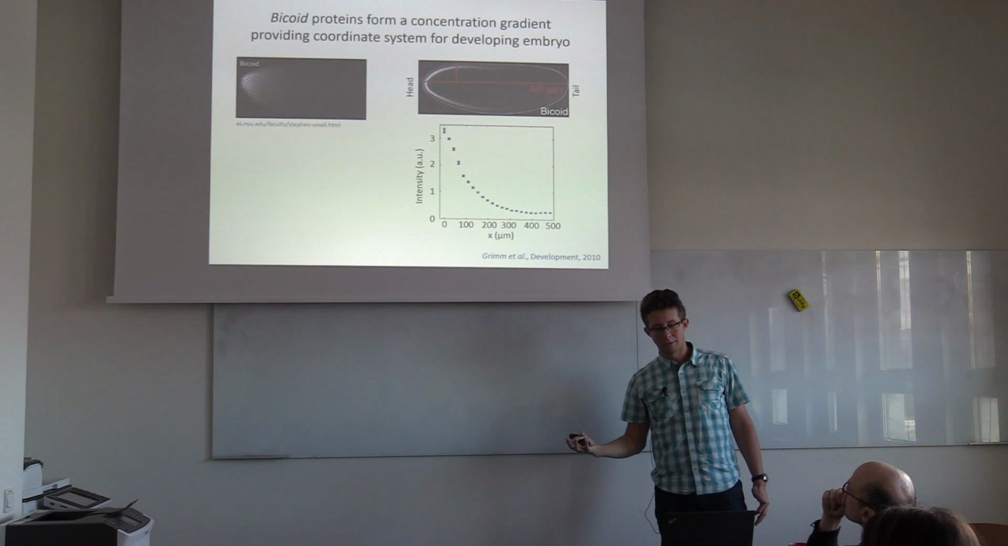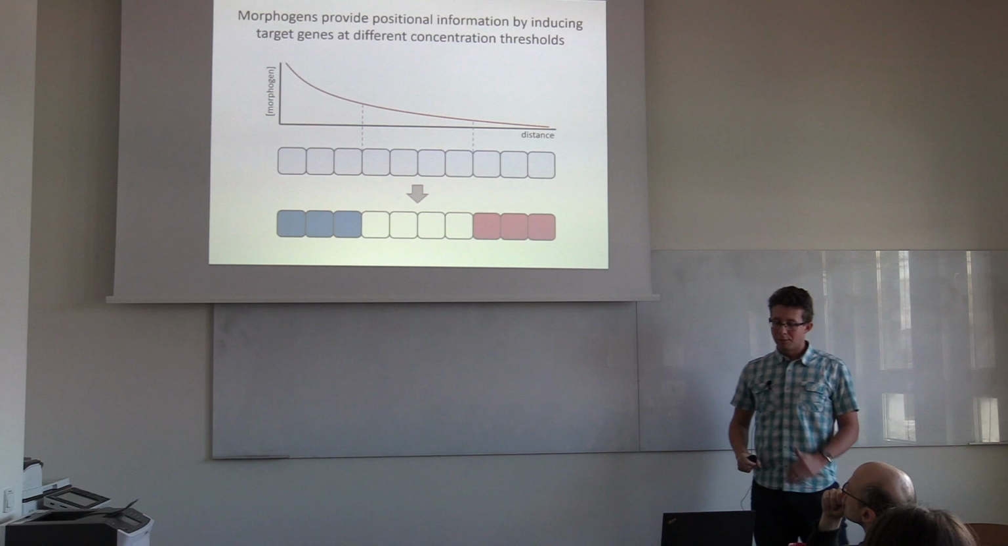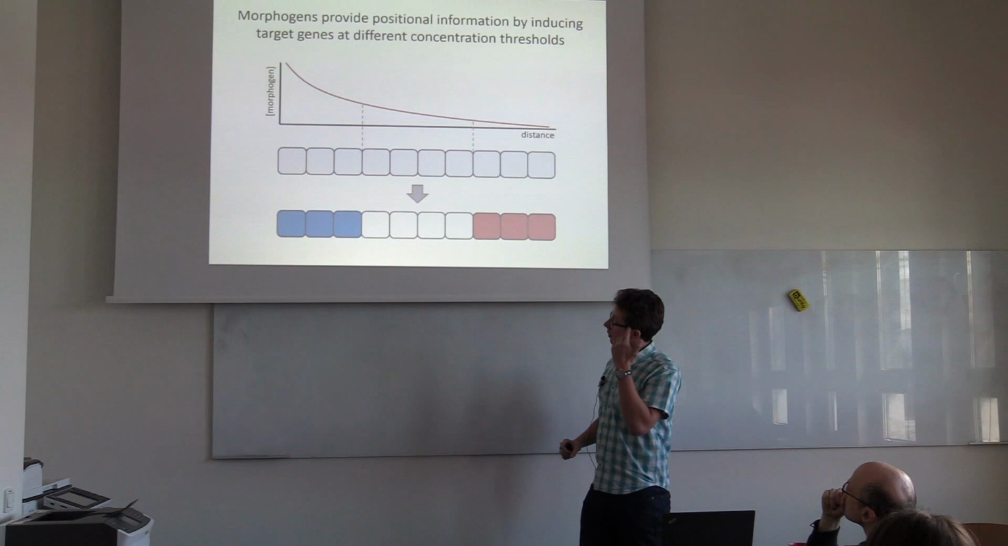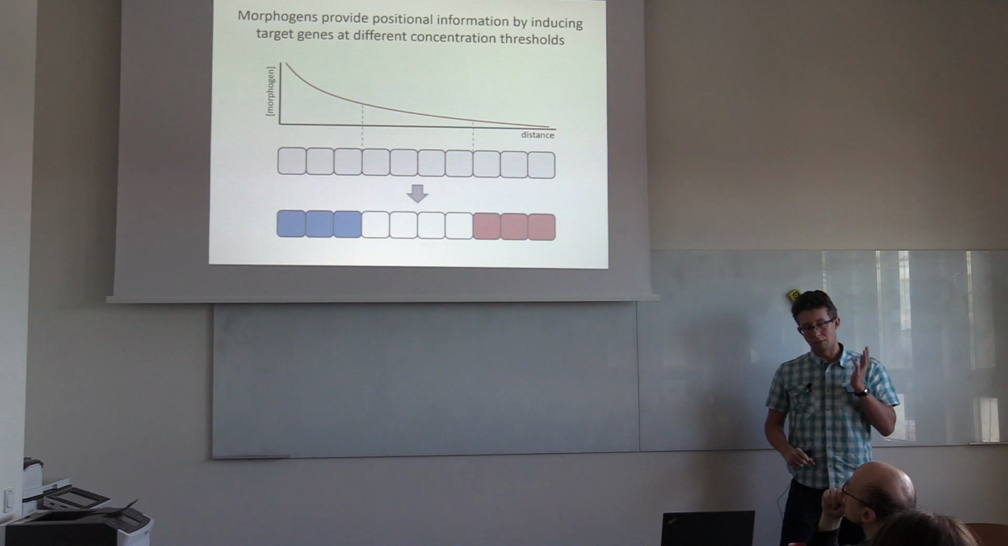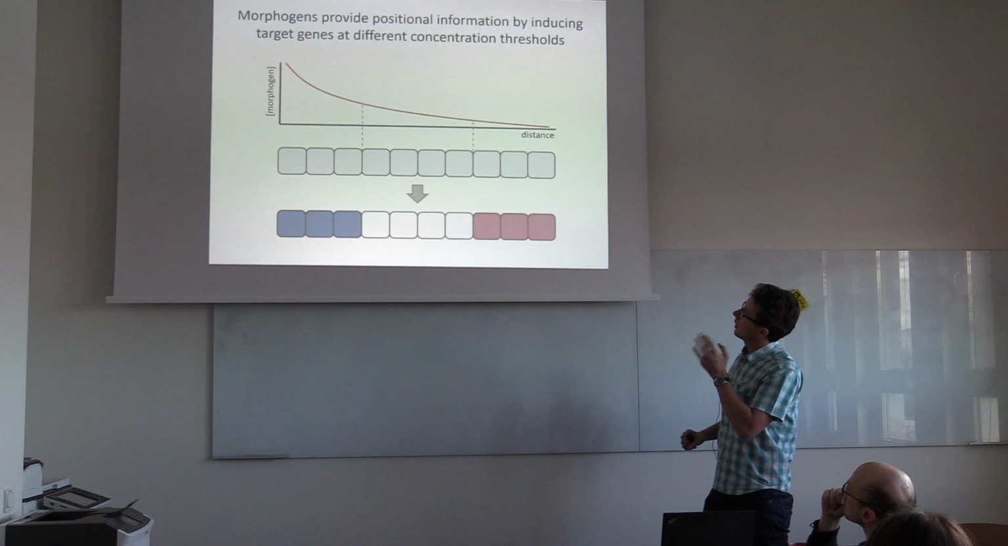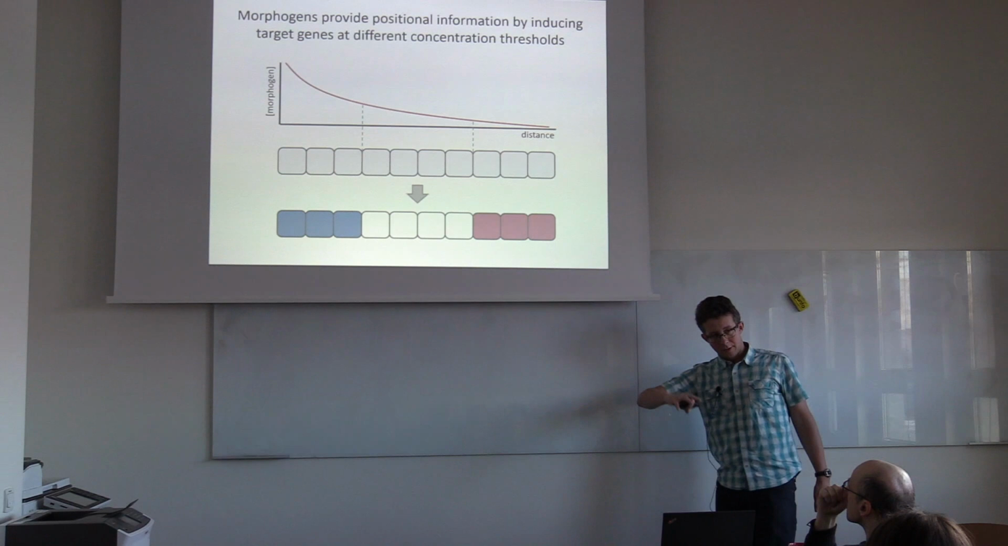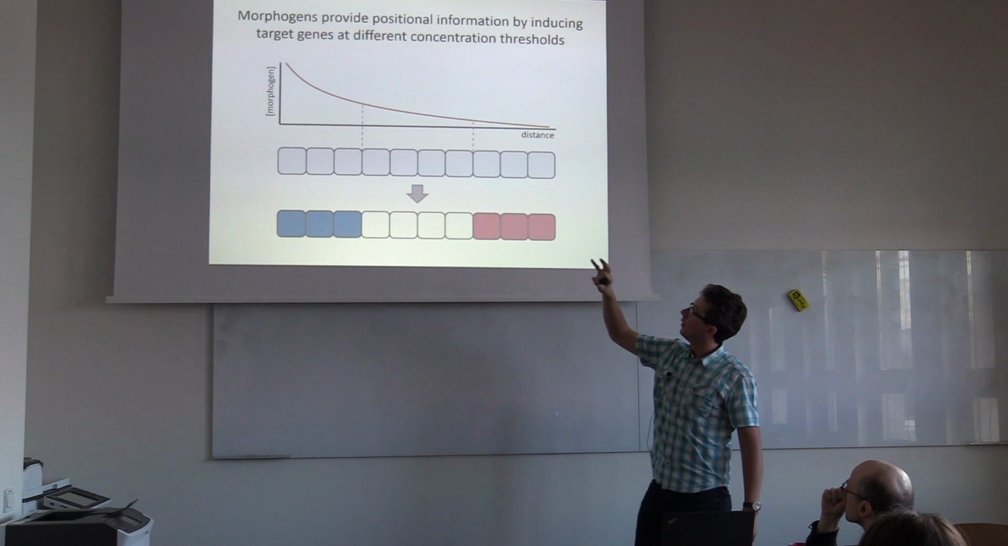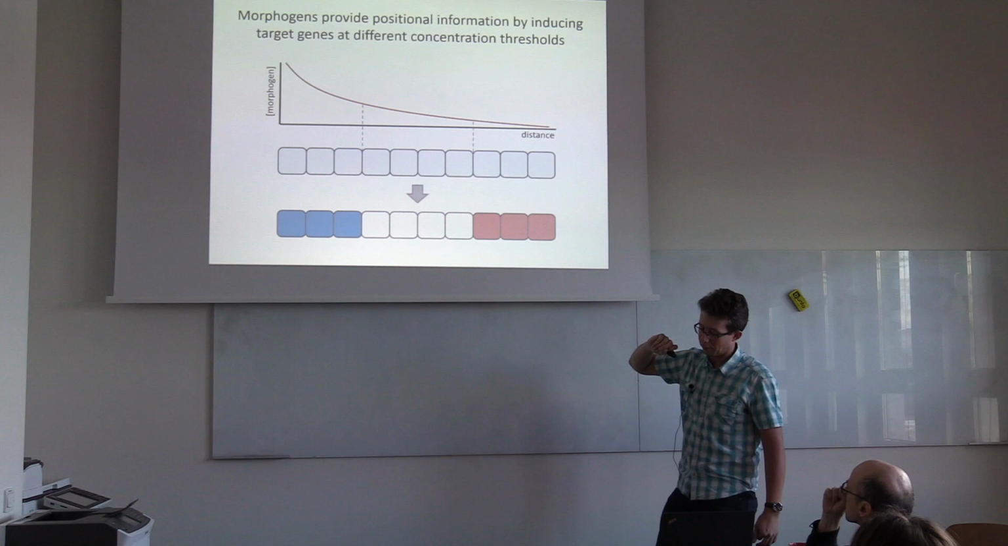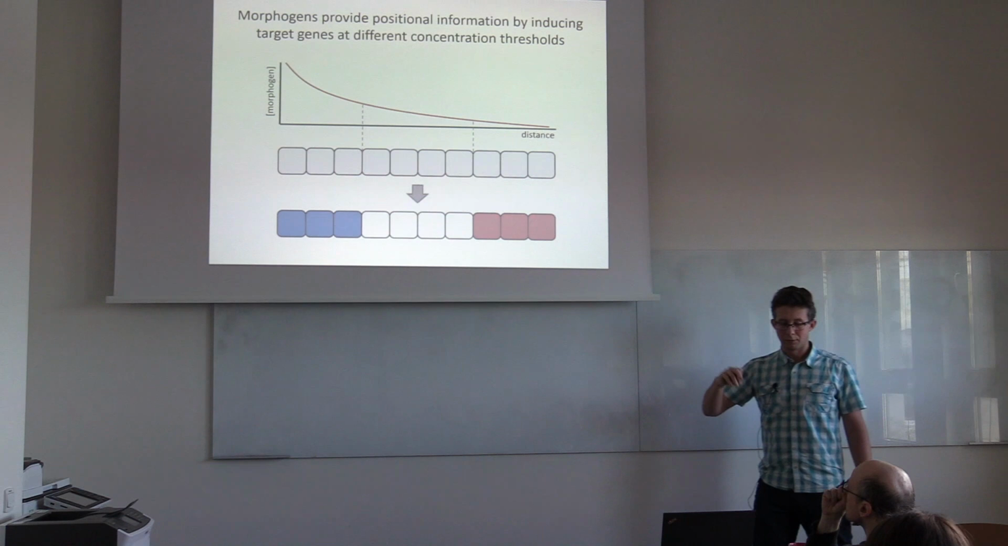So bicoid is a member of a larger class of proteins, so-called morphogens. And the morphogens are just signaling molecules that, by creating a concentration gradient, activate the target genes in a concentration-dependent manner. So here you see a classical model of the French flag from Louis Wolpert that was proposed in the late 70s, long before any of those morphogens were actually measured, but the model is simple.